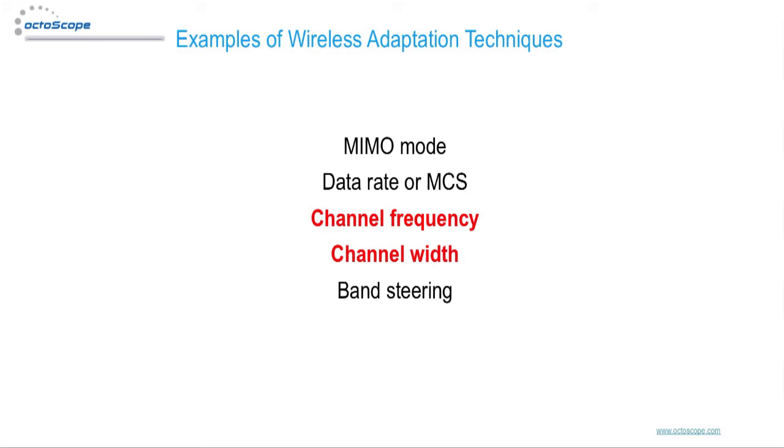Other forms of adaptation include automated channel selection, such as a change in channel in response to interference, and band steering, which, for example, might move slow and legacy devices to the 2.4 GHz band while allowing only high-performance 802.11n and AC devices to operate in the 5 GHz band.